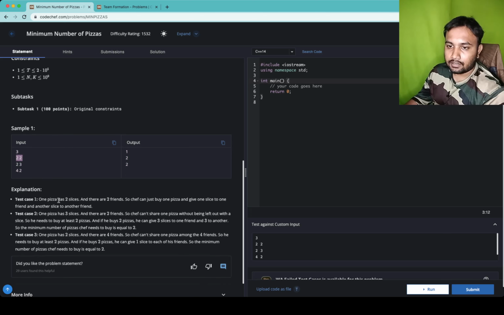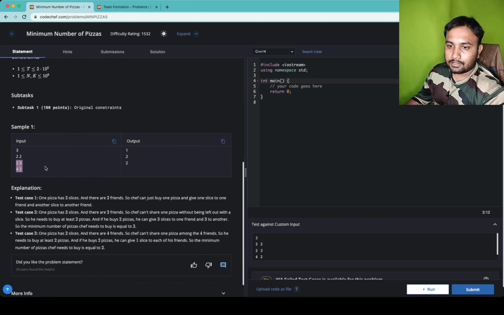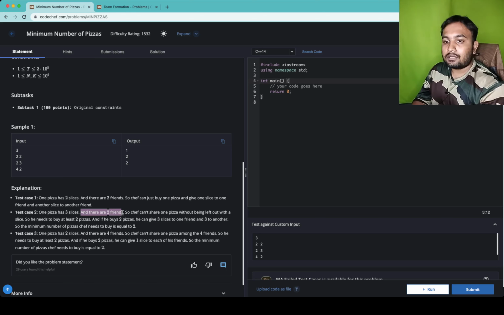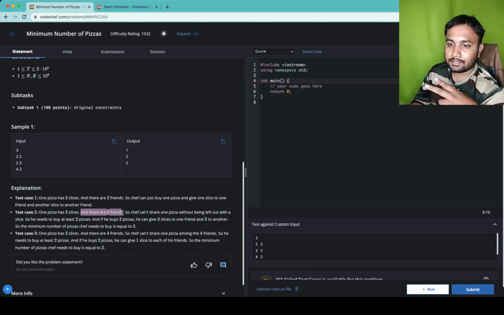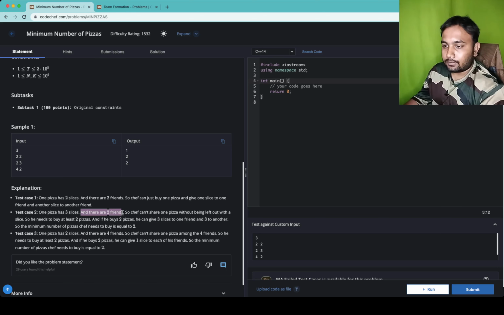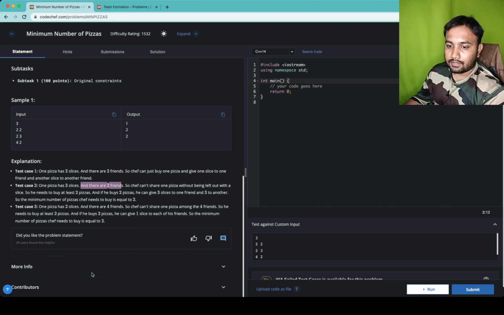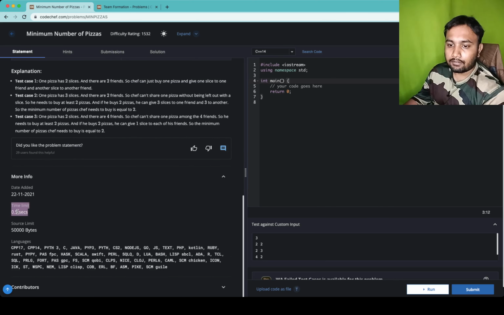and basically if you look at the sample test case, so let's look at this one, 2, 3. So basically one pizza has 3 slices, okay, and there are 2 friends. So if you want to distribute these 3 slices to 2 friends, you cannot, because at least one of them will have one more slice, and that is because of the pigeonhole principle. And if you are going to distribute, let's say, at least you will need to have 2 pizzas, so that you have 6 slices, and then you can distribute 3 slices to one and 3 slices to the other, so that all of them will have equal slices and there will be no leftovers, right? So that's the explanation that he has given. And in the more info, we have a limit of 0.5 seconds.